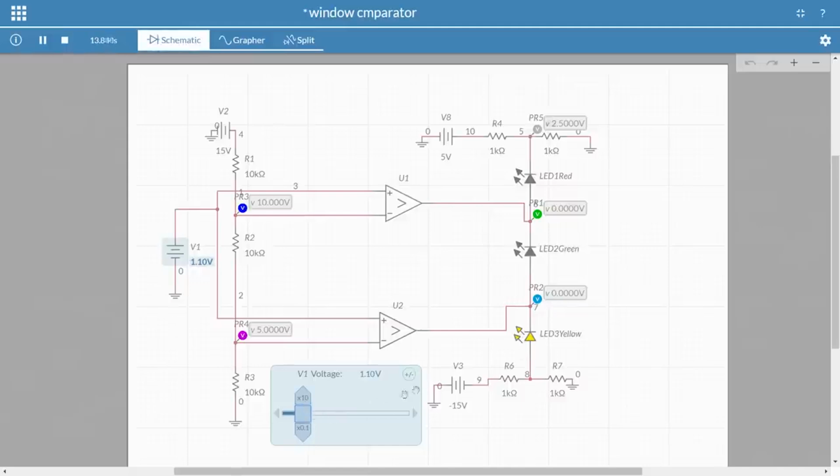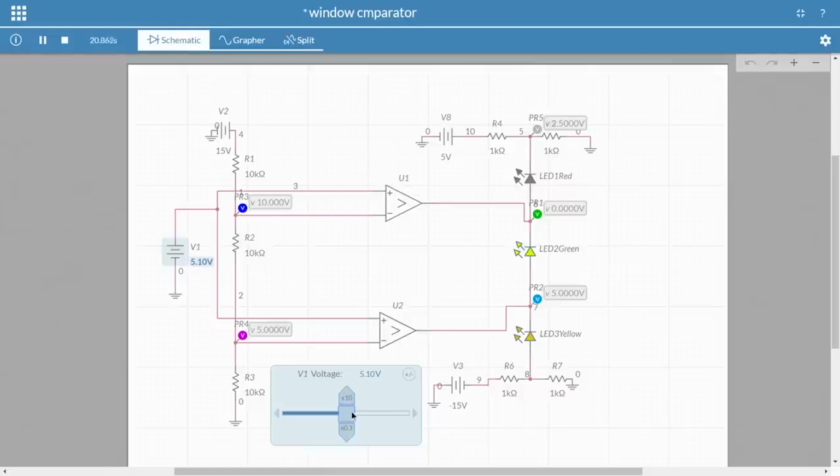Now, he is increasing the voltage to 2, 3, 4, and as soon as he increases it to more than 5, suddenly you see there is a change. Now you can see your green LED is on, because you have your non-inverting terminal at a higher potential compared to the inverting terminal in operational amplifier 2, op amp 2 or comparator 2. Thus, you can see the LED is on.